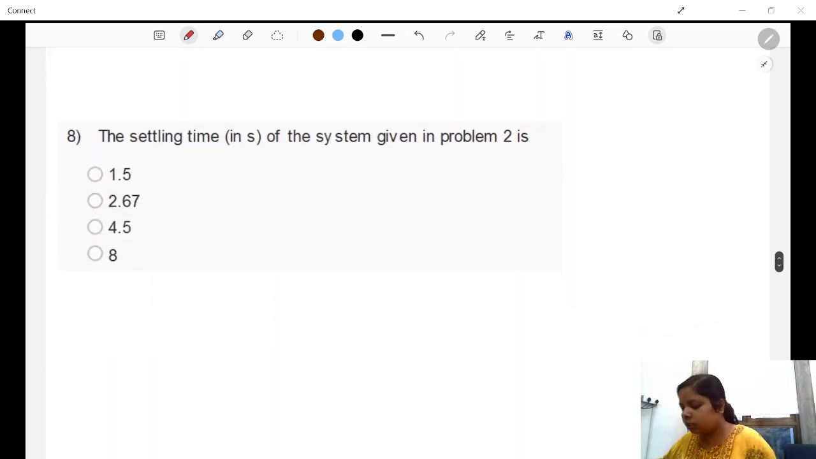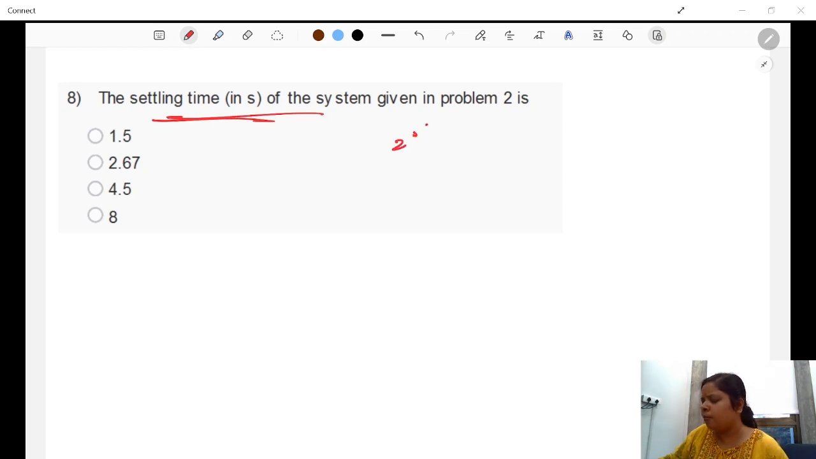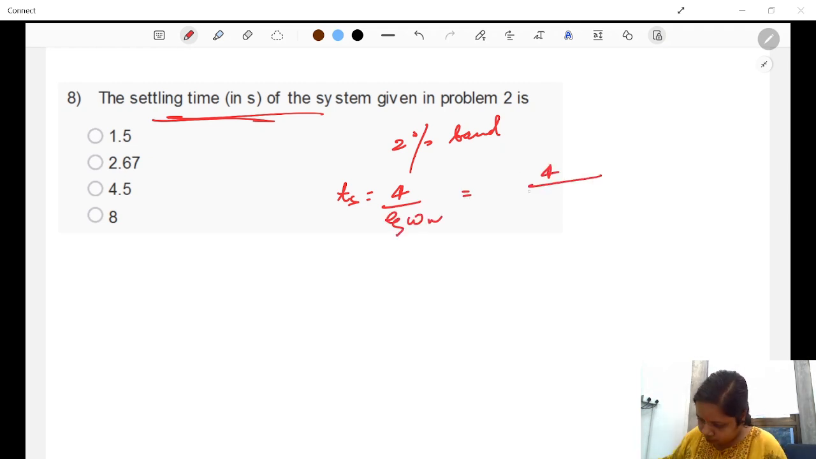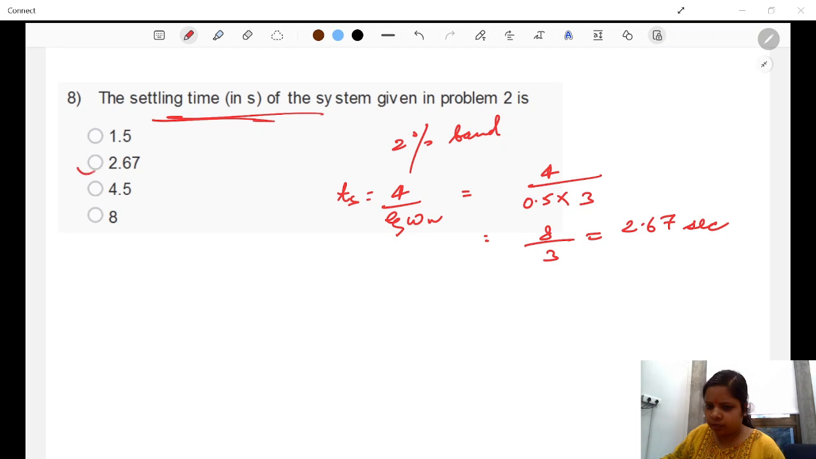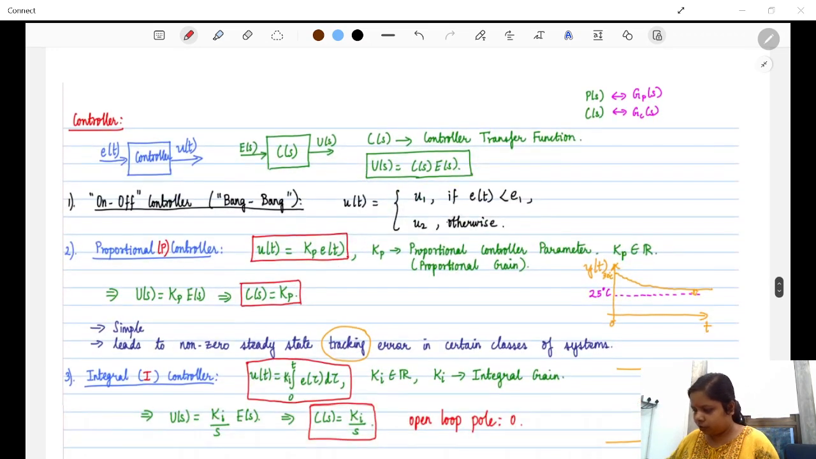Another specification that we want to find out is the settling time of the system. So let's say we want to find this in 2% band only. So if I want to find out in 2% band, Ts would be 4 upon zeta omega n. So 4 upon zeta was 0.5 and omega n was 3. So basically 8 upon 3. So when you try to find it out, it would be 2.67 seconds. So we have the answer here. Okay. So this is the way we find the performance specifications.